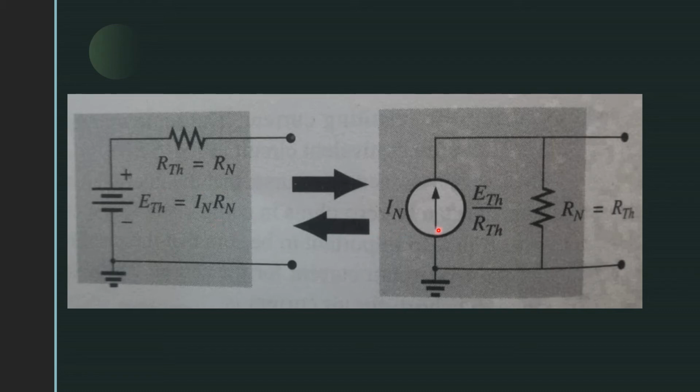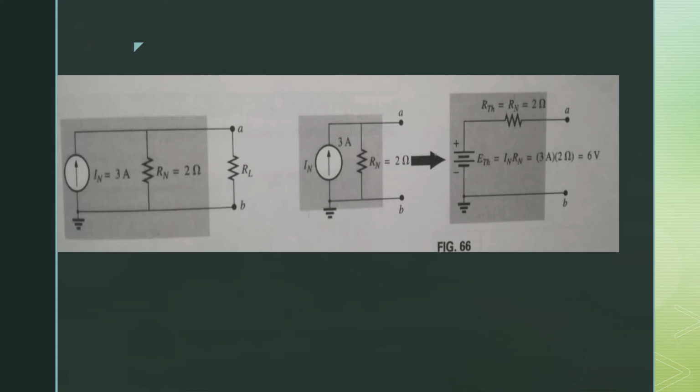Since I Norton is equal to E Thevenin divided by R Thevenin and R Norton is equal to R Thevenin. So when we have to convert that Thevenin equivalent circuit to Norton equivalent circuit, we have to find the value of I Norton, because in Norton we have a current source and in Thevenin we have a voltage source. If we have a Norton equivalent circuit, we have to find the value of E Thevenin by using Ohm's law. R Thevenin is always equal to R Norton and R Norton is always equal to R Thevenin.